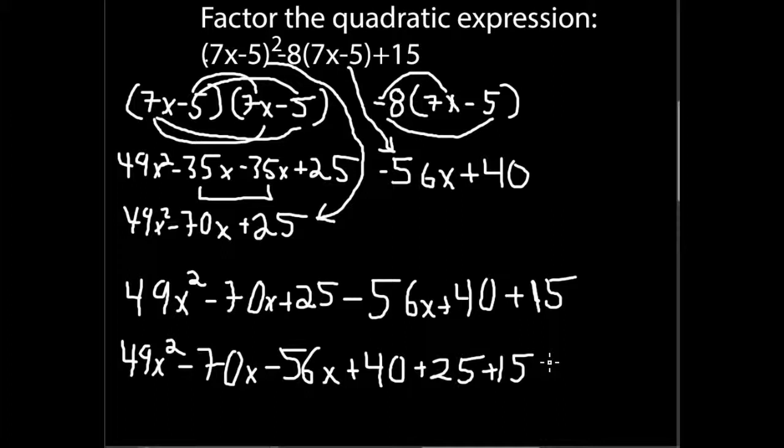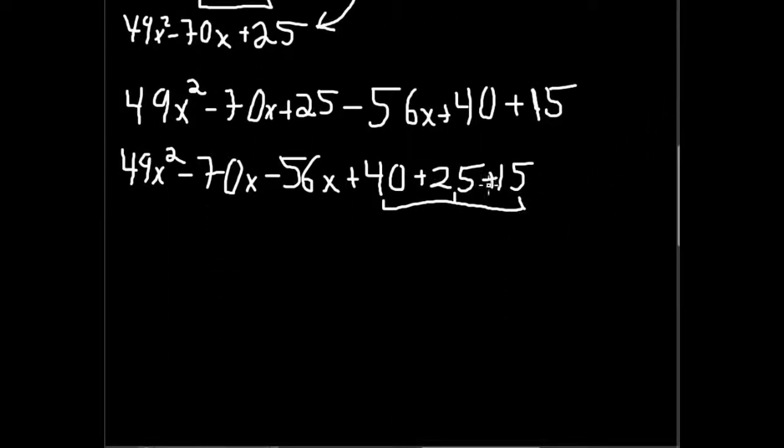I can add all those up: plus 40 plus 25 plus 15. 25 and 15 is 40, and 40 plus 40 is 80. Then I can add up minus 70x plus minus 56x, which is equal to minus 126x. And since there is no other x², 49x² remains. So what I end up with is 49x² − 126x + 80.